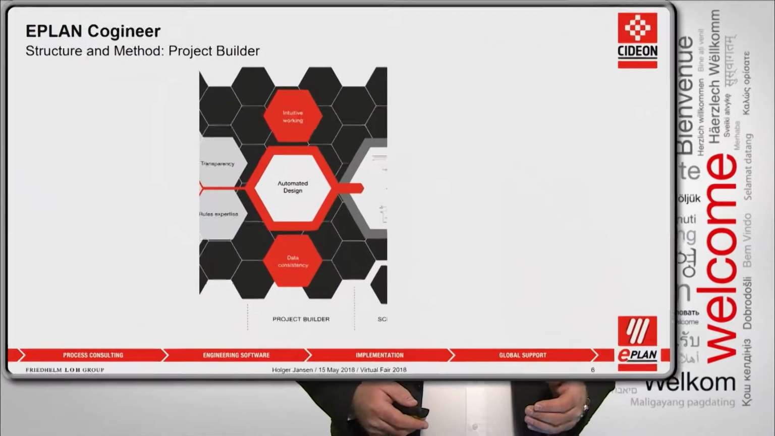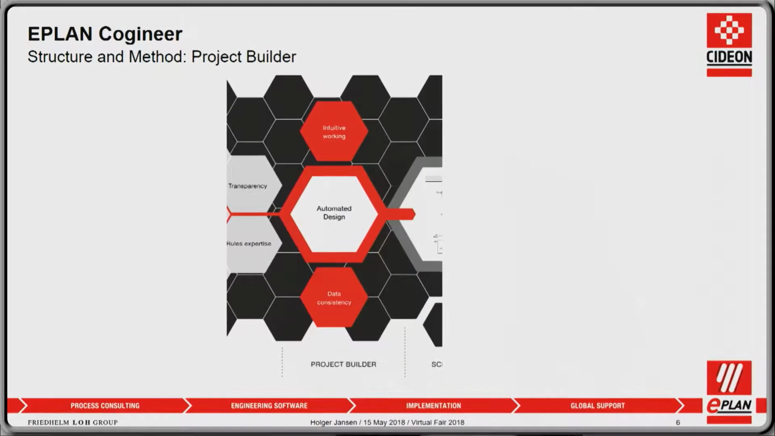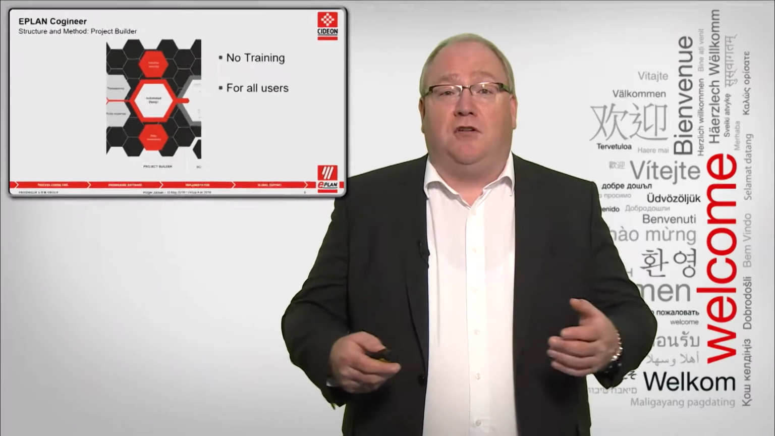The second role is the Cogeneer project builder. In the project builder, it's very easy, based on configuration, based on customer requirements, to define variants, options of a project or of a specific function inside a project. There is no training necessary to do this. Using the project builder inside ePlan Cogeneer is as easy as using a car configurator you know from any vendor in the internet today. It's really for all users.